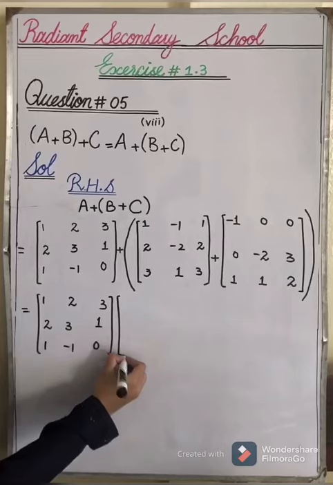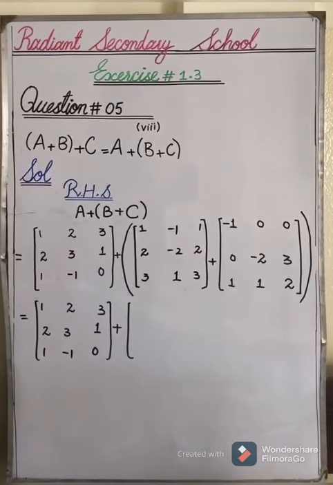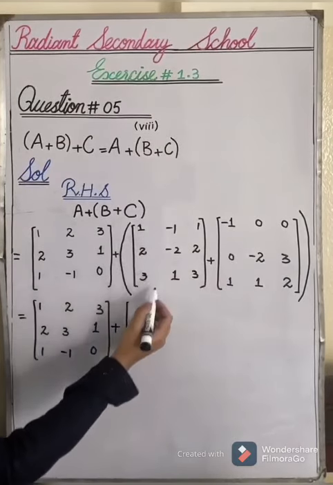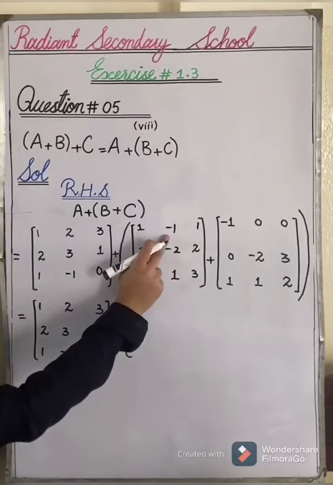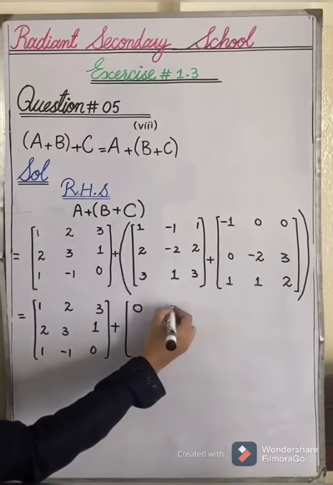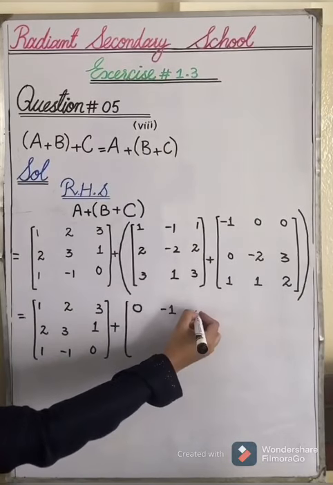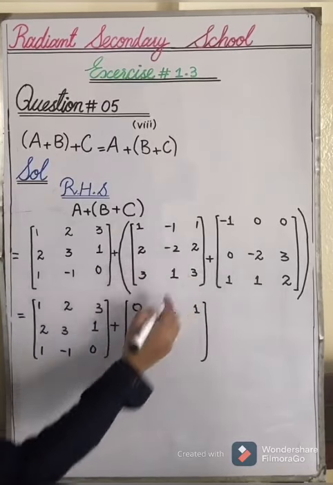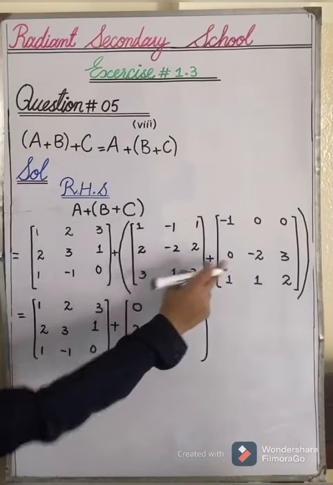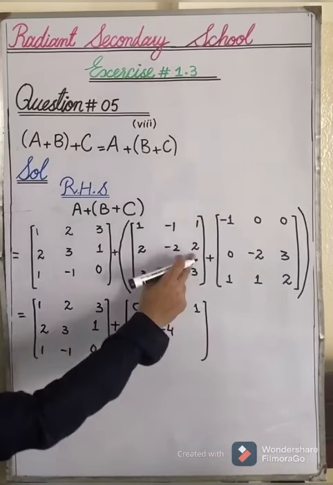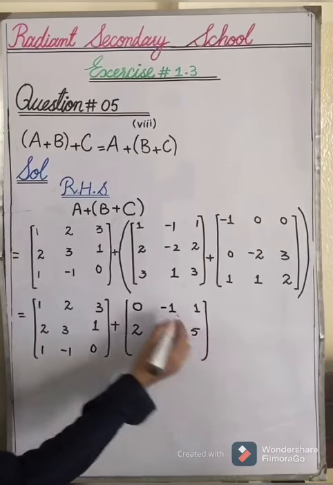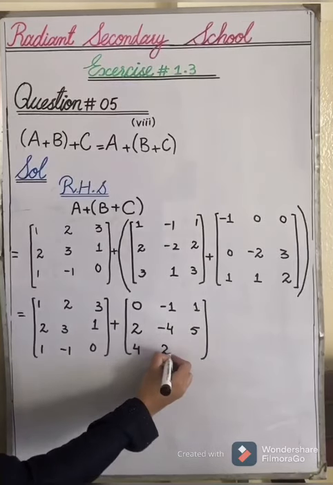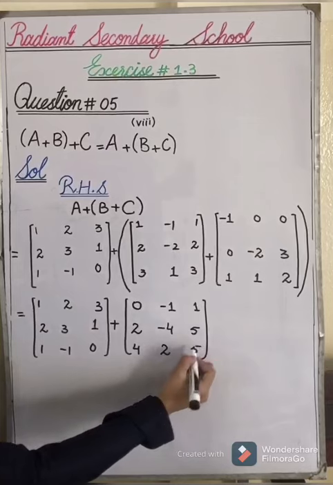And now we will add these two matrices. 1 plus minus, plus minus minus, 1 minus 1 would be 0. Minus 1 plus 0 would be equal to minus 1. 1 plus 0 would be equal to 1. And 2 plus 0, 2. Minus 2 and minus 2 would be equal to minus 4. And 2 plus 3 would be equal to 5. Next row, 3 plus 1 would be equal to 4. 1 plus 1 would be equal to 2. And 3 plus 2 would be equal to 5.